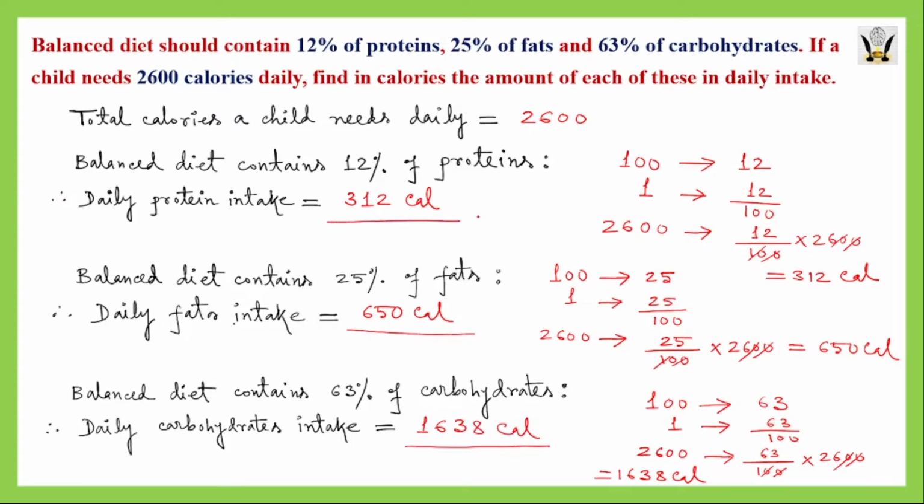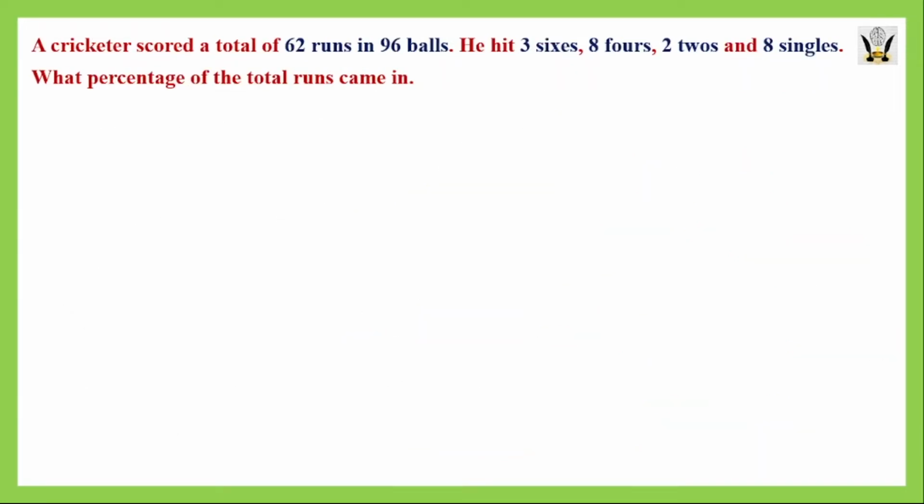This is how we will simplify this type of problem sum based on percentage. Now the next problem sum says a cricketer scored a total of 62 runs in 96 balls. Now he hit 3 sixes, 8 fours, 2 twos and 8 singles. And what we have to find is what percentage of the total runs came from each.